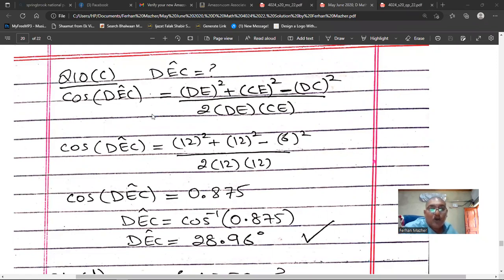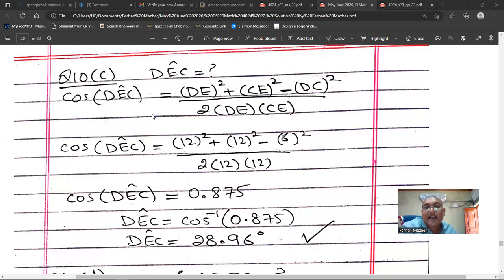Okay, so we will apply the law of cosine, and the law of cosine is cos of the DEC angle will be DE square plus CE square minus DC square, and the whole thing divided by 2 into DE into CE. That's the formula for the law of cosine to find out the angle. So the cos of the DEC will be equals to 12 square plus 12 square minus 6 square, divided by 2 into 12 into 12. And so cos of the DEC will be equals to 0.875.